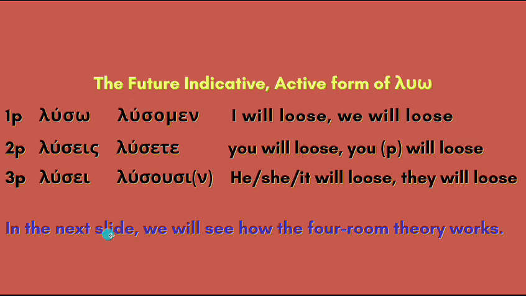So in the next slide, we will see how the four-room theory works. Let's go to the next slide. Here, what we are going to do is just bring the stem into its room, and then the sign of tense to its room, and the ending to its room. For now, in the present and the future tense, we don't have room 1. Room 1 is not occupied because we don't have any prefix here.